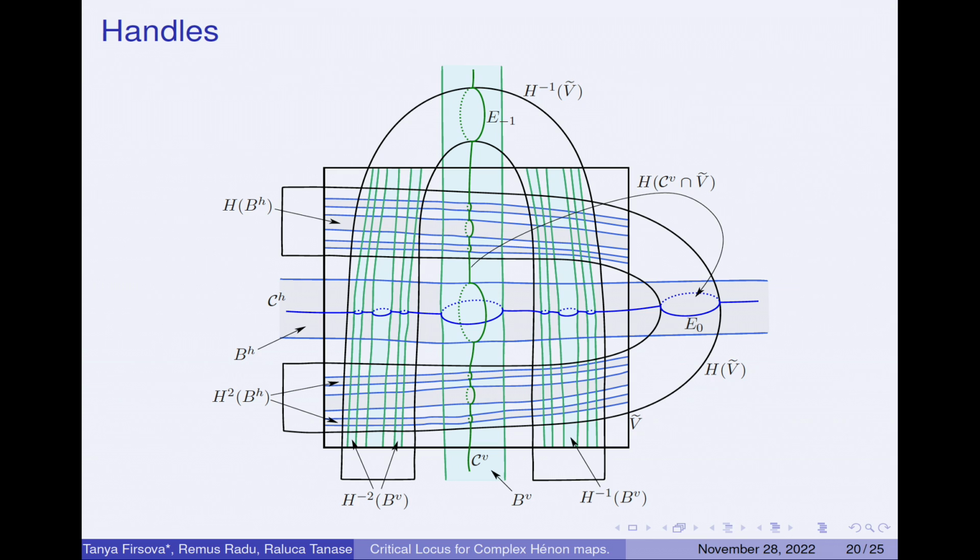So if you take x equals 0, it goes to y equals 0. So it means that this component under H is mapped to this component.